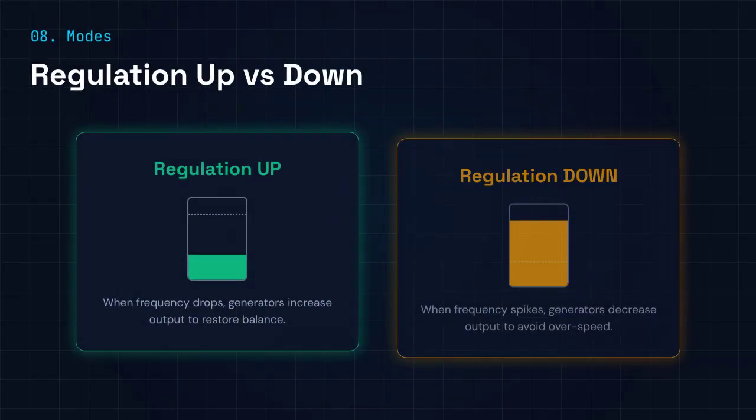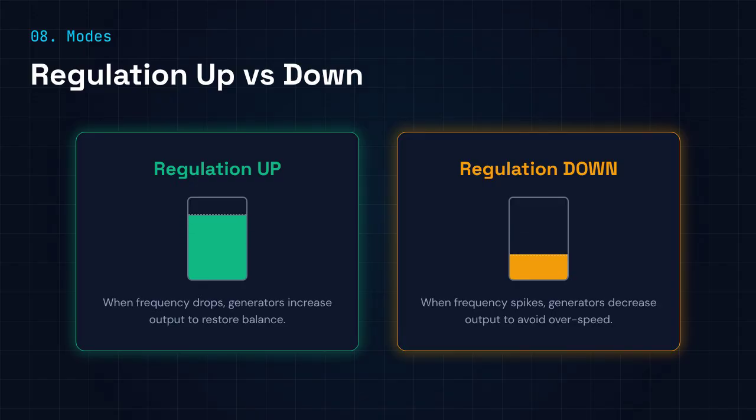Generators enrolled in AGC are divided into two services: regulation up, where they increase output when frequency is low, and regulation down, where they reduce output when frequency is high. Fast-responding units like gas turbines and pumped hydro are especially valuable for this service.